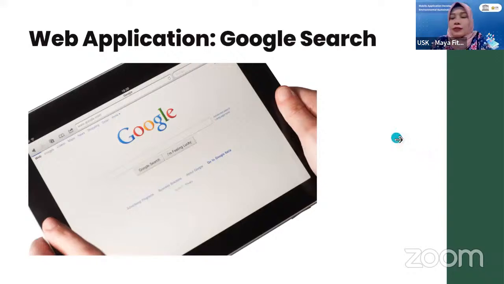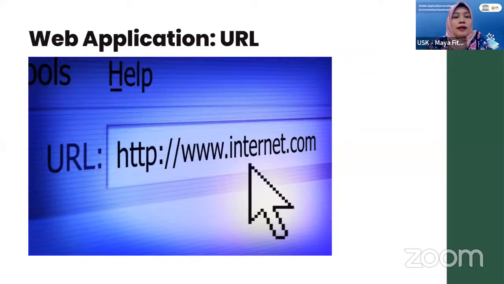Okay, for example, let's take Google search. When you type something in the input text and press enter, for example you search for Zoom, there will be results related to Zoom. That's the action that the computer gives us. And the web application URL looks like this.